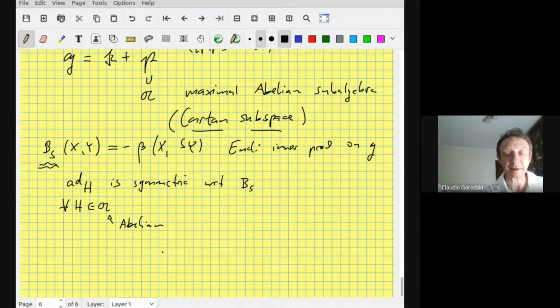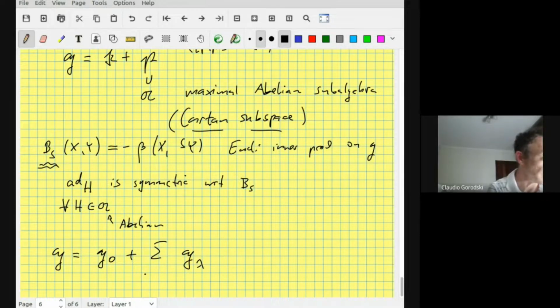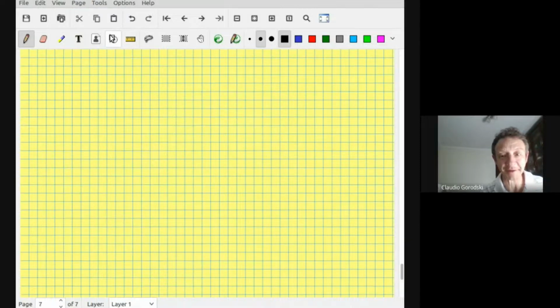So we have a commuting family of semi-simple endomorphisms of G. So we can diagonalize. We can write G as G0 plus the other eigenspaces. So this is the zero eigenspace, and these are the others. So we have a decomposition like this. Let me explain this better.